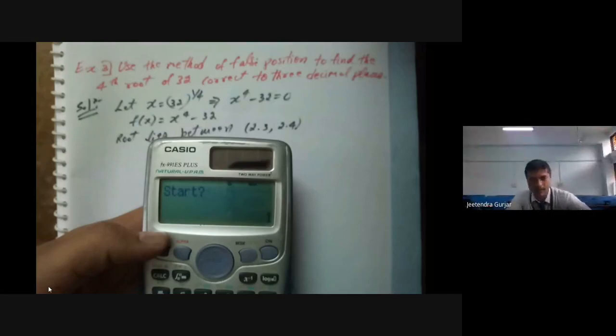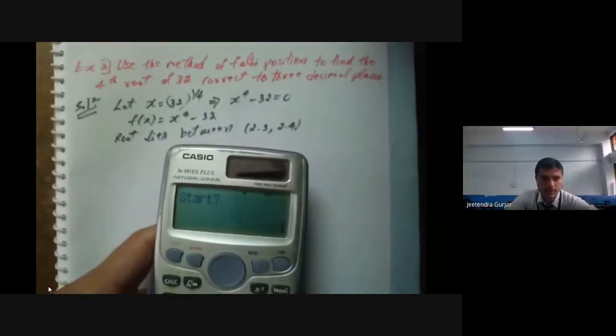Then we will start. What is the start now? How we will start? Already we came across that. We say that 1 and 2 is again negative. Therefore 2 and 3. 2 is positive, 3 is negative. Then directly I will take 2 and 3 as the interval. So the first one I will start with 2.